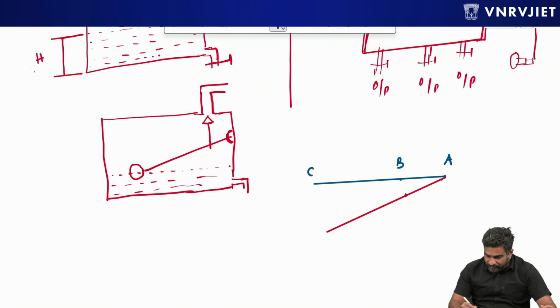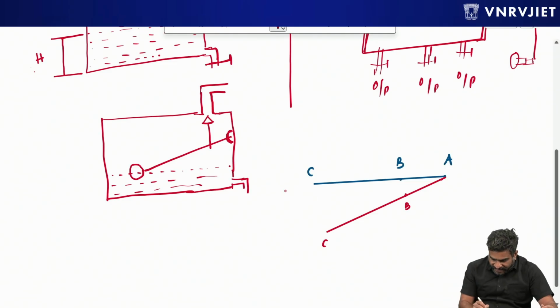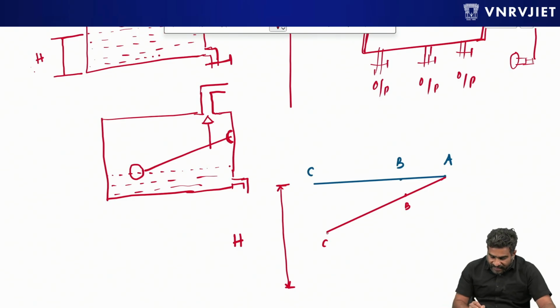So I'm just taking both the situations. So B is moving to here and C is moving to here, and let us say this is my preset height, this is my requirement. So I want my water level to be here always. So let us say this is my preset required height, and this is the height that the float will measure, right? Let us connect these points, and let us try to understand some maths, right?